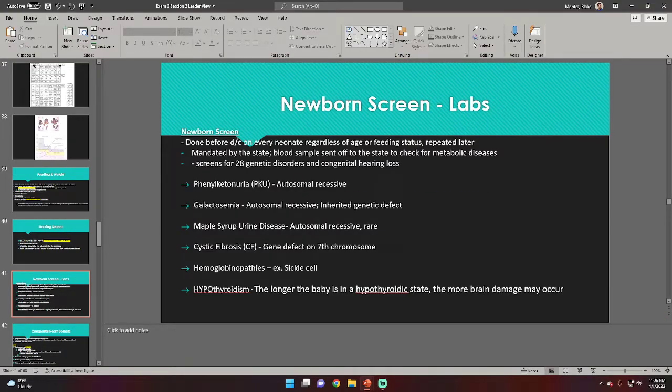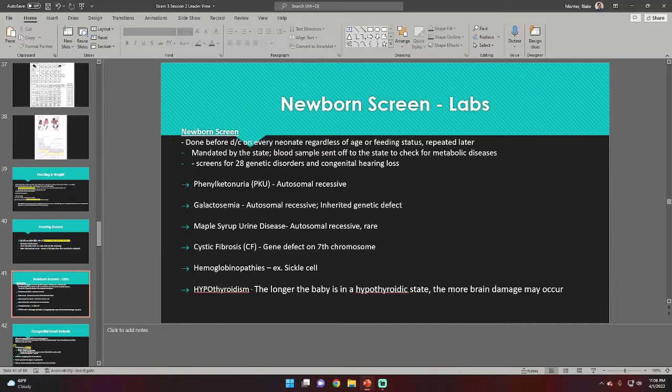Okay, they are going to get a newborn screening for all of these things here. This is done before discharge on every neonate, regardless of age or feeding status. This is mandated by the state, just because we have to check for any of these metabolic diseases. I would say for this slide, just write down what we have here.